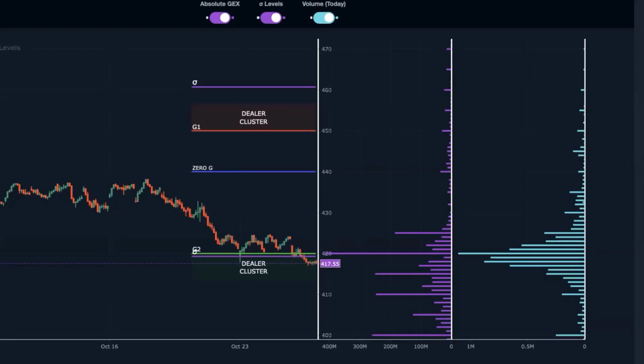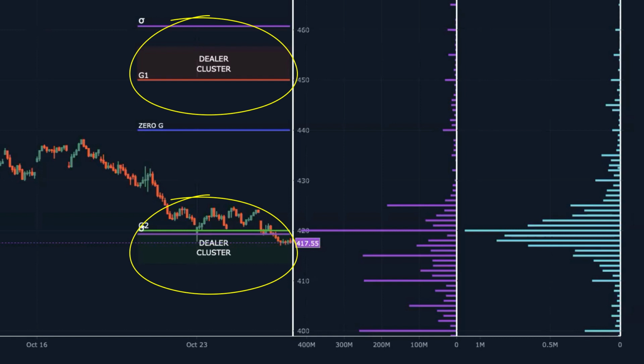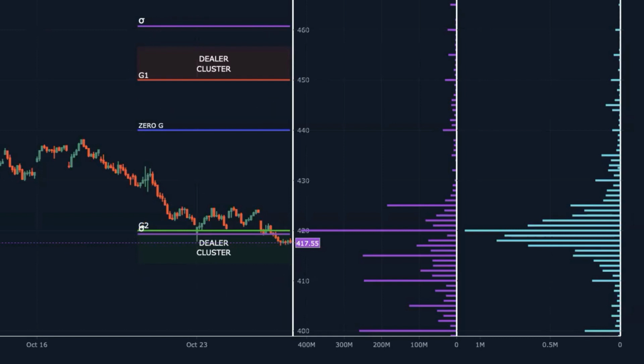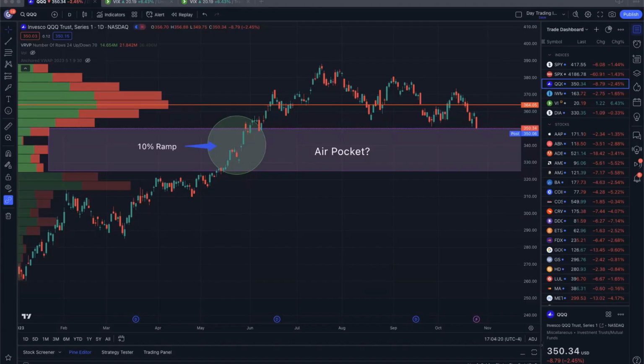Today we're going to be talking about option dealer cluster zones, what they are, how to use them, and we'll show you some examples, taking a look at the SPY and the S&P 500. We're also going to take a look at the Qs chart and some gamma levels, and we'll talk a little bit about earnings as well.